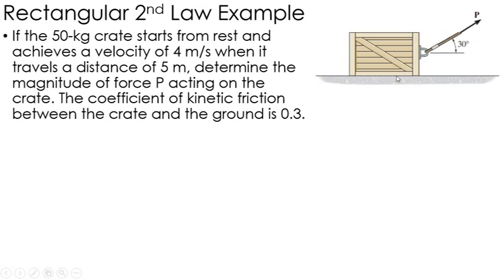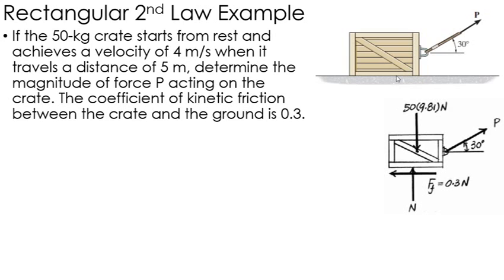So the first step in any one of these problems is to draw a free body diagram. So that's what I've got right here. I've got my applied force P that I don't know. I have the weight of my object, which is the mass times the gravity. I have a normal force, that's what's keeping it on the surface, and then I have a friction force that opposes motion, which is equal to the coefficient of kinetic friction times that normal force.